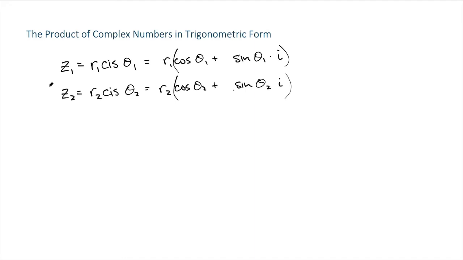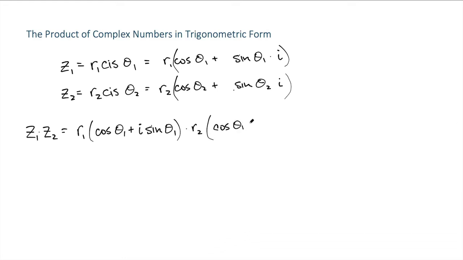Now the reason I'm doing this is because I'm going to go ahead and multiply these numbers, and we're going to do a little bit of algebra and some trigonometry to see what happens. So Z1 times Z2 is what I'm going to do, and I'm going to take these forms right here and multiply them. So R1 times cosine theta 1 plus i sine of theta 1 times R2 times cosine theta 2 plus i sine of theta 2. And now we're going to do a little bit of work distributing. So first of all, I'm just going to take R1 times R2. Okay, that's R1 R2.